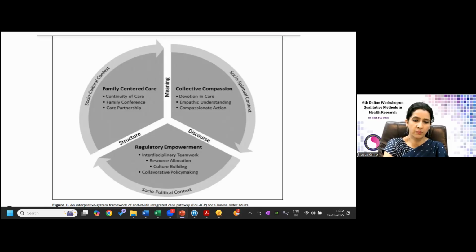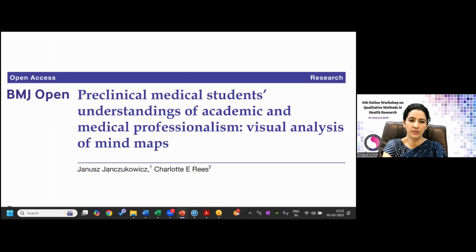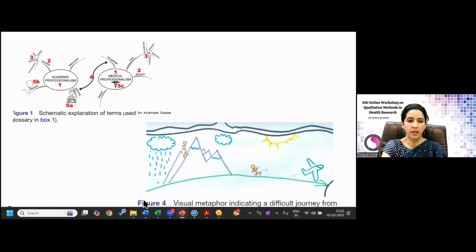This was an article on preclinical medical students' understanding of academic and medical professionalism: visual analysis of a mind map. In this study the students used a mind map to convey things, and the authors used one of these mind maps as a display. You can see this visual metaphor indicating a difficult journey of a medical graduate.